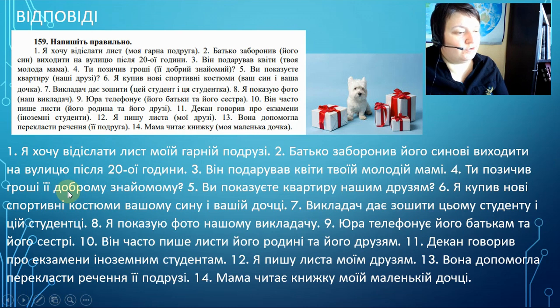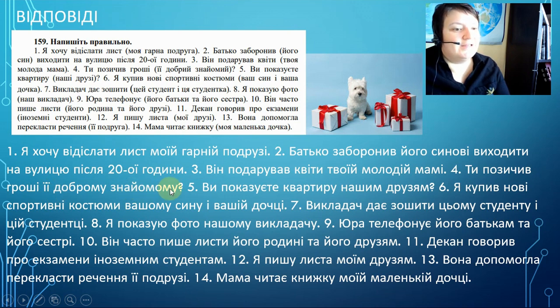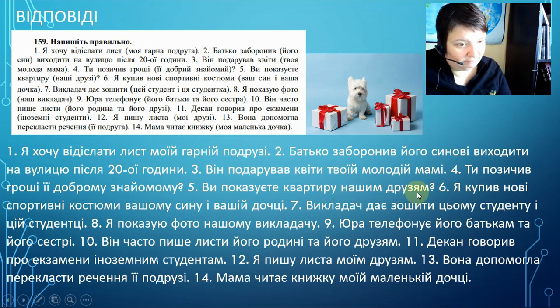Ти позичив гроші її доброму знайомому. Did you lend money to her good acquaintance? Grammatical masculine, but її, it's her. Yes? So, dative. Ви показуєте квартиру нашим друзям. Do you show a flat to our friends? Нашим друзям, plural, dative.